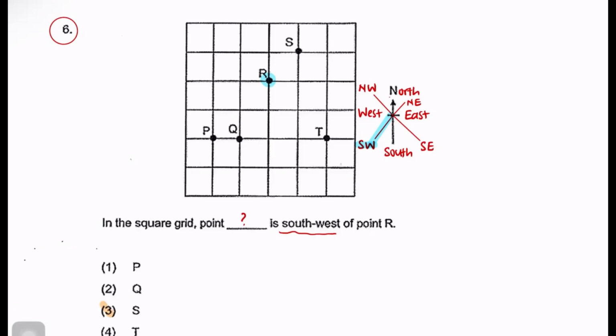Southwest will be going in the diagonal direction, correct? Remember, here, this is southwest of R. Which point? Faith, if I extend this line, which point does it touch? S.